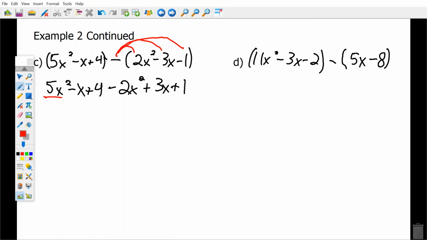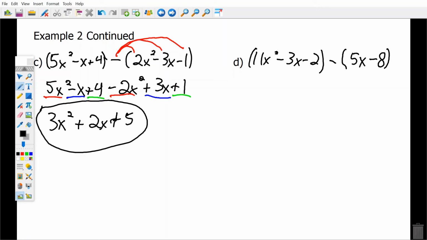Now, we can gather our like terms. A lot of these questions show a lot of repetition in the steps, but the more you can keep the steps the same, the easier your life should be. 5x squared minus 2x squared is 3x squared. Negative x plus 3, so negative 1 plus 3 is positive 2. And 4 plus 1 is 5. So our answer is 3x squared plus 2x plus 5.